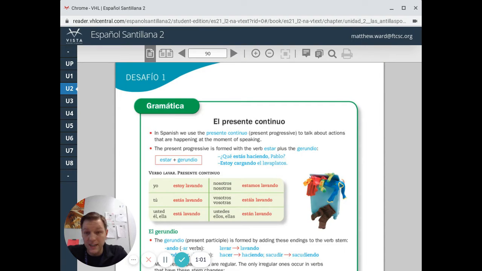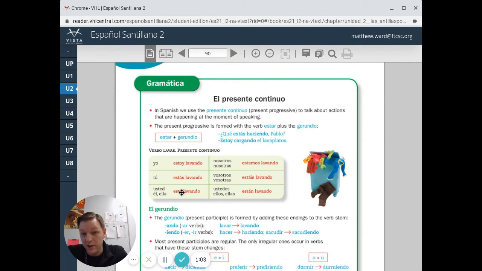If it's an AR verb, they're pretty easy to make. For AR, ER, IR: with AR, you take off the AR and add -ando. Lavar, to wash, becomes lavando, washing. Hablar becomes hablando. Nice. ER and IR verbs do the same thing. They both take off the ER or IR ending and add -iendo, or -yendo. So hacer becomes haciendo, sacudir becomes sacudiendo. ¿Vale? Unfortunately, there are a few irregulars that will have to be memorized. They're not too terribly bad.